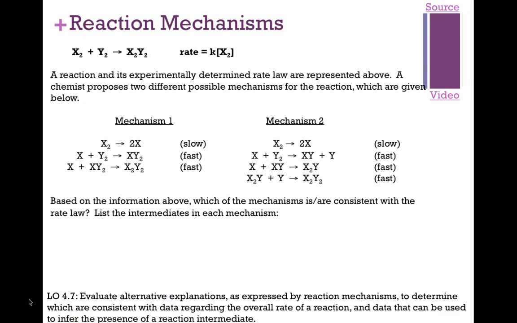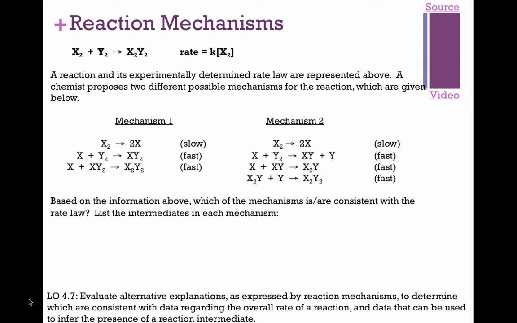Okay. Then we go to reaction mechanisms. So mechanisms are when we have multiple steps, and cross your fingers that the slow step is first. So we have a reaction, and its experimentally determined rate law, right? We can't use the stoichiometry to determine the rate law. We have to use data. So a chemist proposes 2 different possible mechanisms for the reaction, which are given below. So we have mechanism 1, we have mechanism 2.